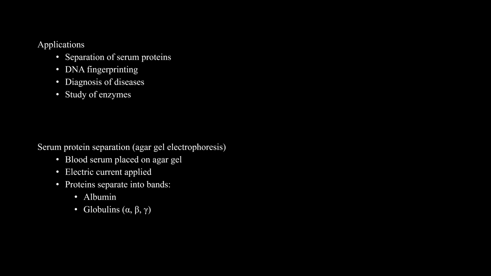Serum protein separation by agar gel electrophoresis. Blood serum on agar gel has electric current applied, and the protein is separated into bands: albumin, globulin, beta, alpha, and gamma.